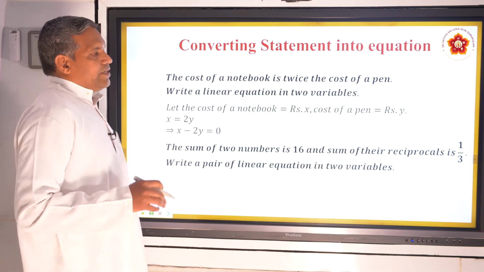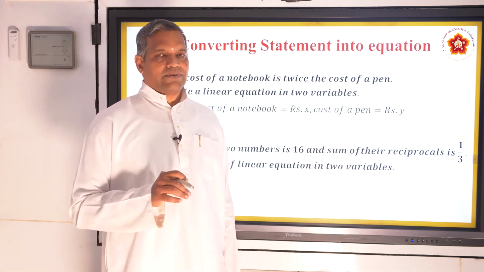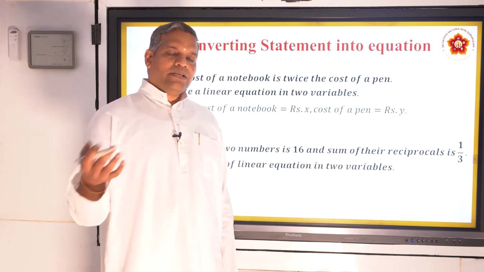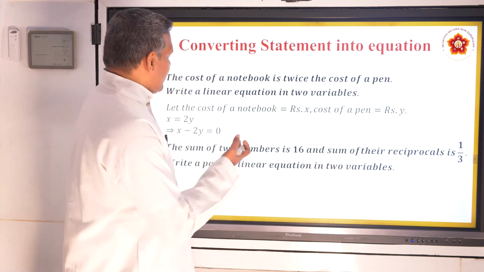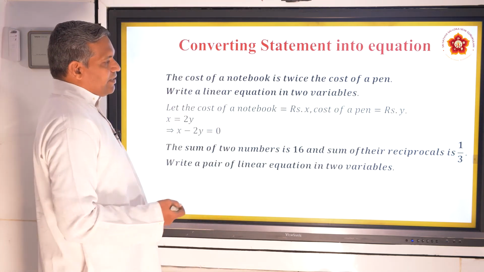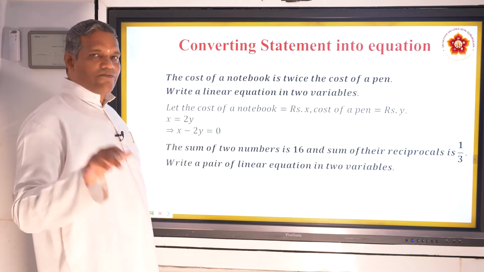Here, converting the statement into an equation. Usually when you get any practical condition or situation, you need to convert it into an equation first and then solve. I've taken a couple of them. This is actually a 10th standard thing and this is your class thing. Both of them are very easy to handle.